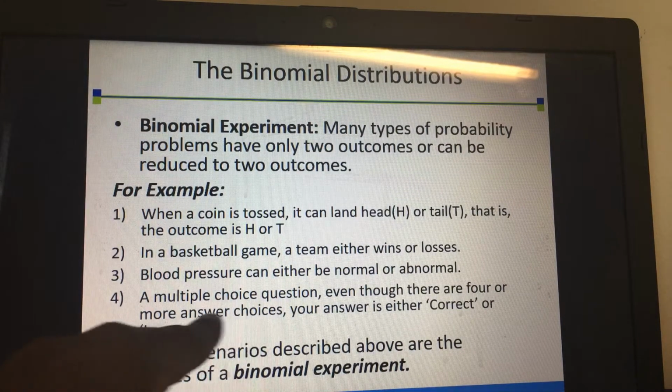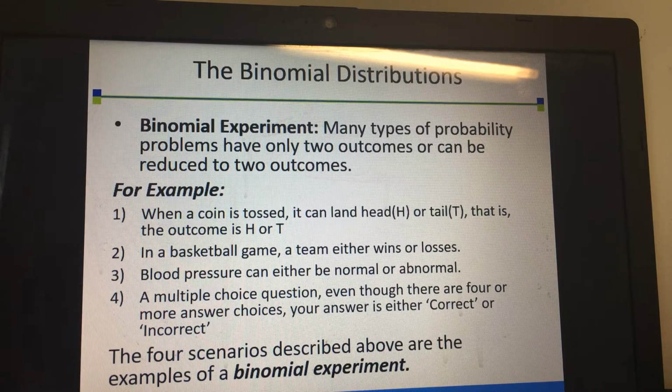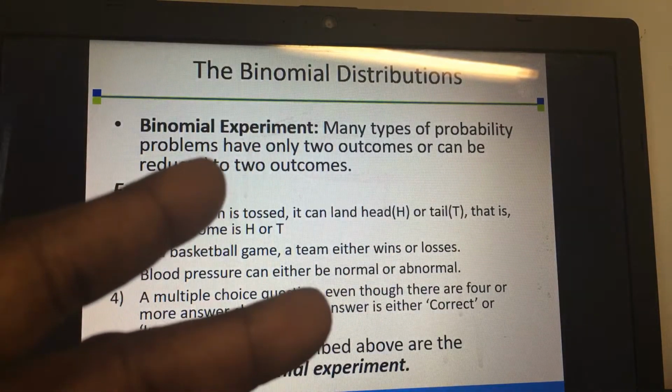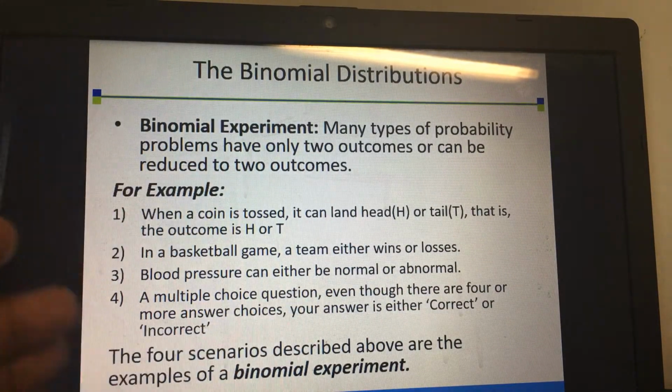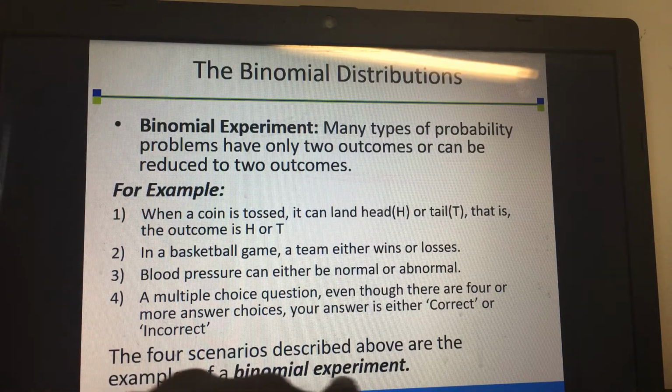In a multiple choice question, for example, you might have 5 options: A, B, C, D, and E. So you choose an answer from these 5 options. But the bottom line is that the answer is either correct or it is not correct. See, so it always leads to two outcomes. This kind of scenario, we call the binomial experiment. And that is how binomial distribution came about.